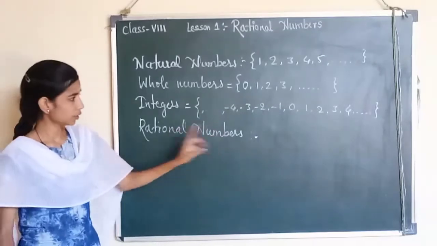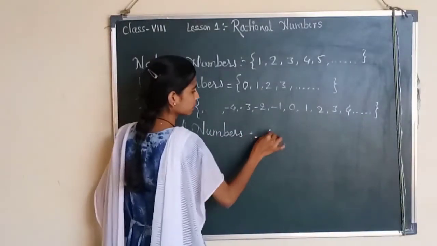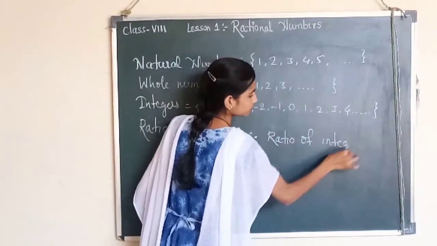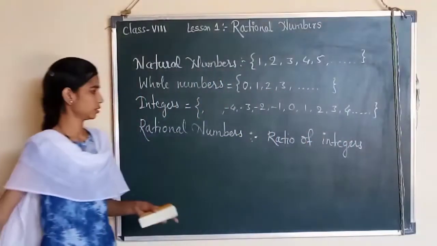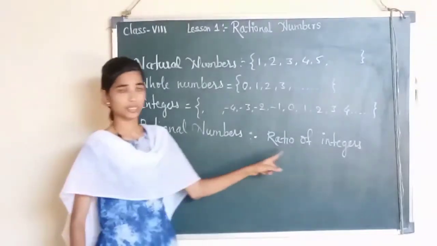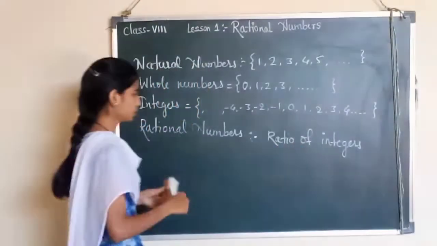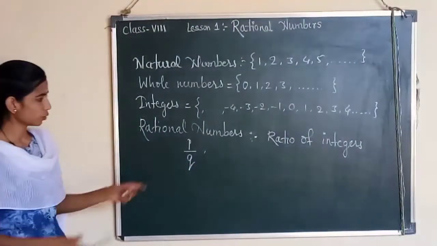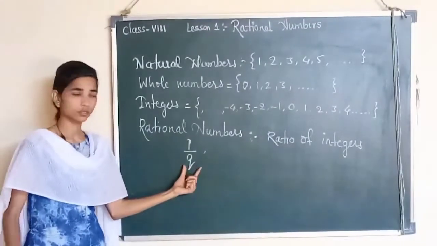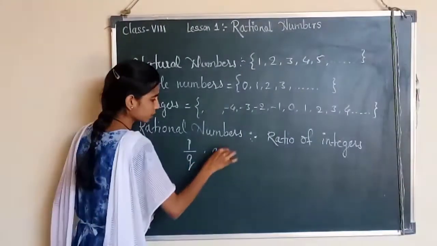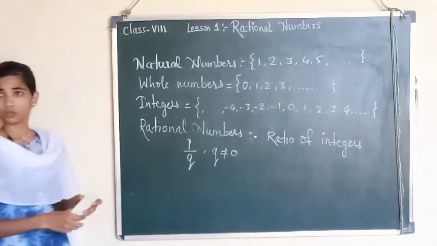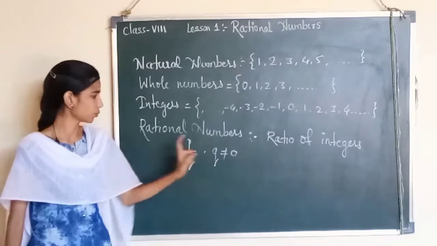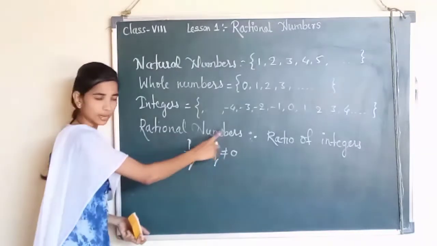Rational numbers are the numbers which can be represented as a ratio of integers. Means in terms of p by q. And we know in a ratio the denominator should not be 0, means q is not equal to 0. So the numbers which are in the form of p by q, where q is not equal to 0, that type of numbers are called rational numbers.